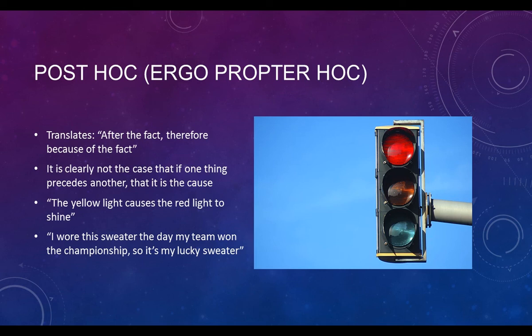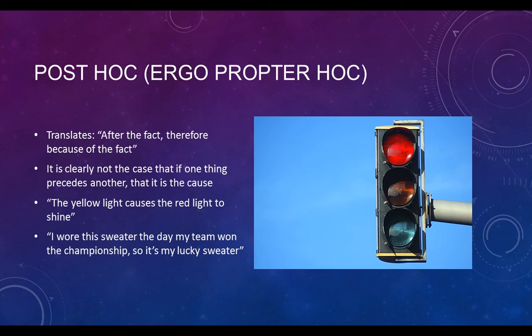Right? They're just saying, first one thing happened, and then another thing happened, therefore there was a causal connection between those things. Not a good argument. You would need to do some kind of Excel spreadsheet where you figured out how often your team won when you were wearing it versus when you weren't wearing it. You'd need to build up some kind of case rather than just saying, one thing happened, then another thing happened, therefore. Post hoc ergo propter hoc.